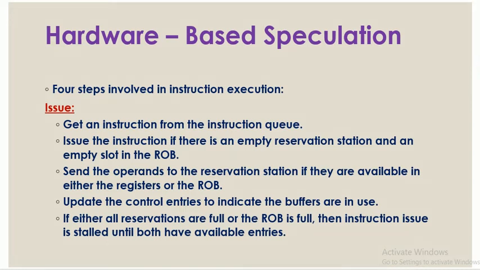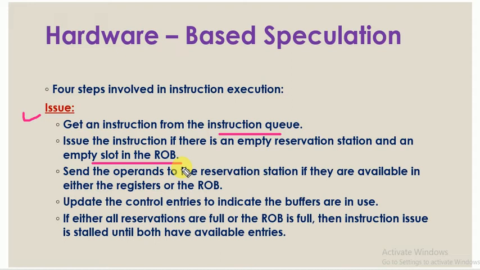There are 4 steps involved in instruction execution, as in the case of the Tomasulo-based processor. The first stage is the issue stage, which comes after instruction fetch and instruction decode. It will get an instruction from the instruction queue and issue it if there is an empty reservation station and an empty slot in the ROB. So it will look at both the reservation station as well as the ROB. If there is an empty slot, it will issue the instruction. Both the reservation station and the ROB must have space for entering the instruction.